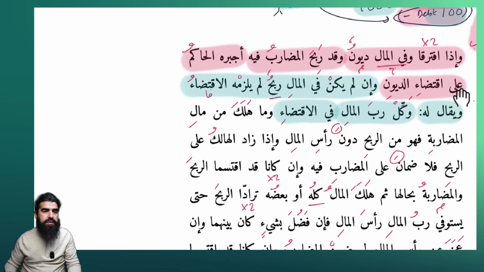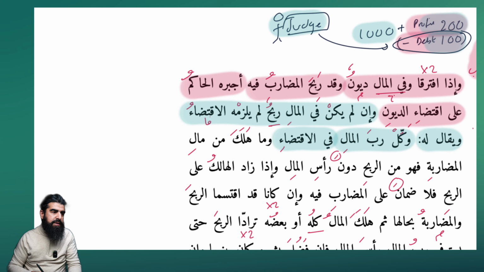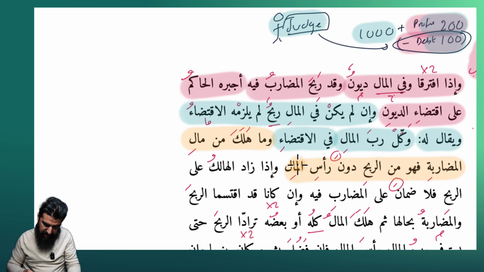Let's look at the next masala then. All right, next masala now. This is to do with something perishing. So what happens if mal perishes? Ma halaka, whatever gets destroyed from mal al-mudarabati, fahuwa min al-ribhi duna ra's al-mal. Anything that gets destroyed, first of all, you reduce it from the profit.